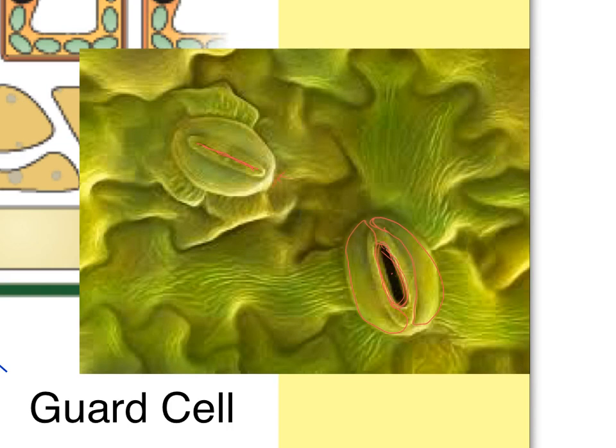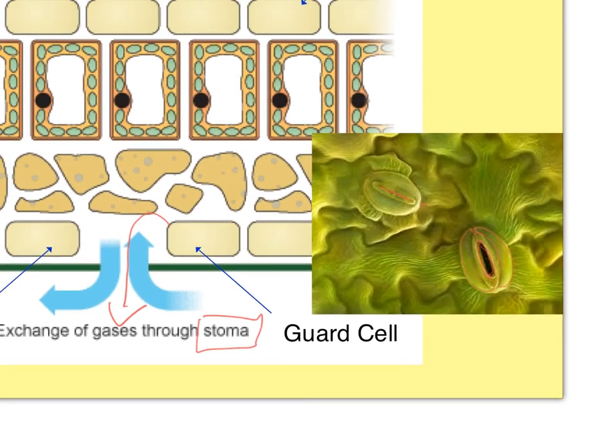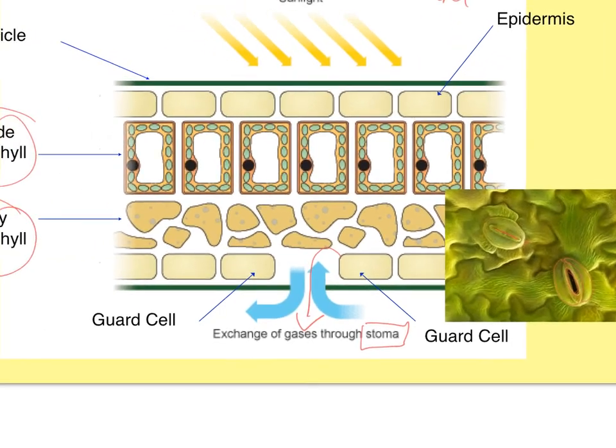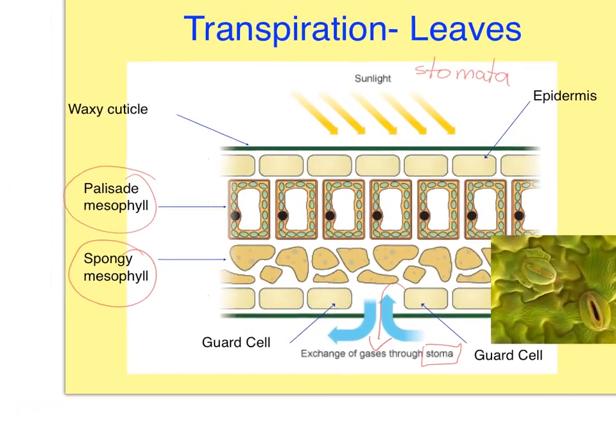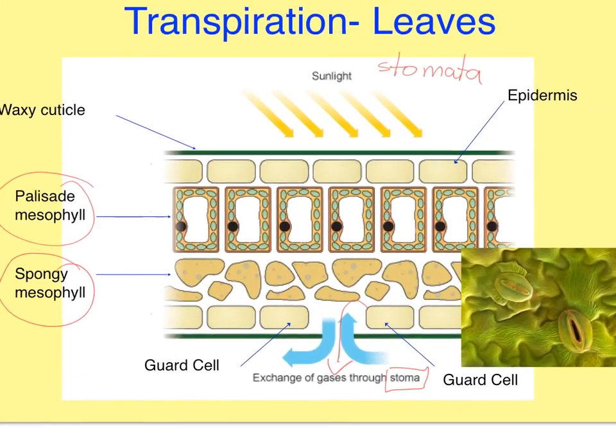Now the stomata also allow carbon dioxide to diffuse into the plant, and they're also involved in letting oxygen diffuse out of the plant. So as well as being involved in transpiration, they're involved in photosynthesis. And we'll go on to have a wee look on the next video at measuring transpiration rates.